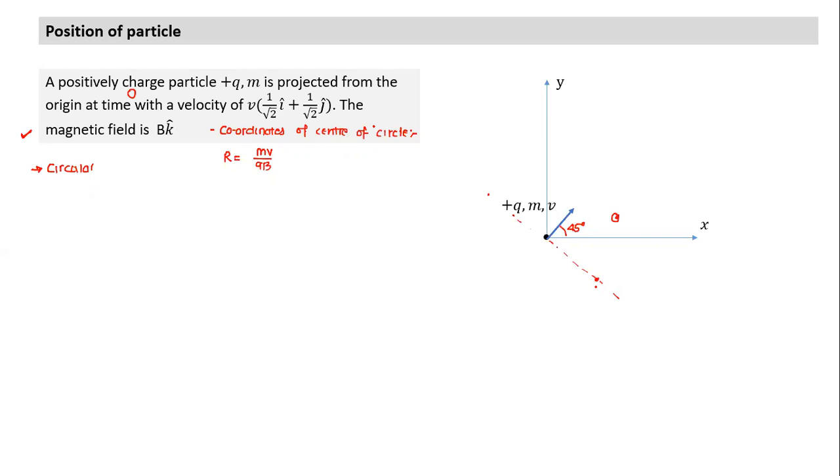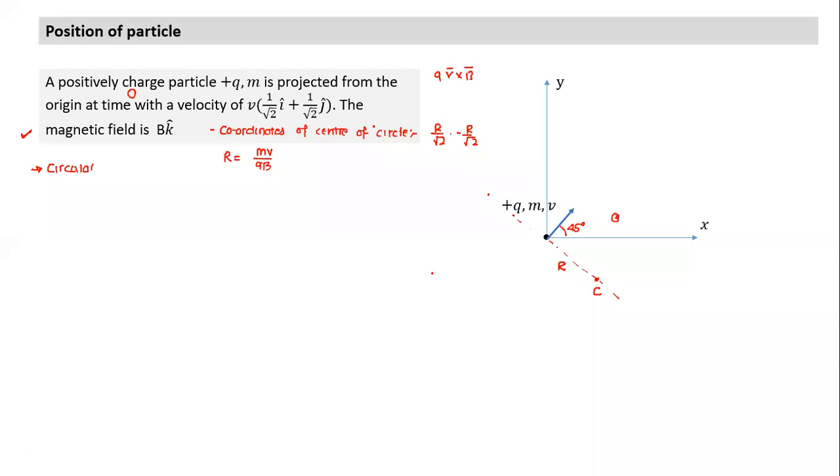So what is the coordinate of the center here? The center is at a distance r. Can we find the coordinates of this point now? Yes, we can easily find them. The coordinates of the center will be r by root 2 and minus r by root 2. For those who have a problem determining which direction the force will act, the direction of force is the direction of q v cross B. If we take v cross B, a cross product with k cap, you can easily find i cross k gives minus j, so the force will come in this direction.